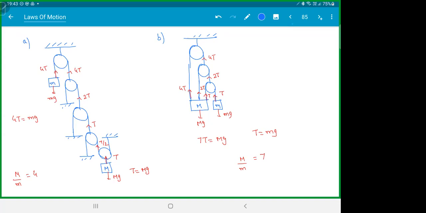In this case, masses will not move. I said equilibrium, no? So there is no acceleration. So you can write tension is equal to the weight directly. Okay. Clear?